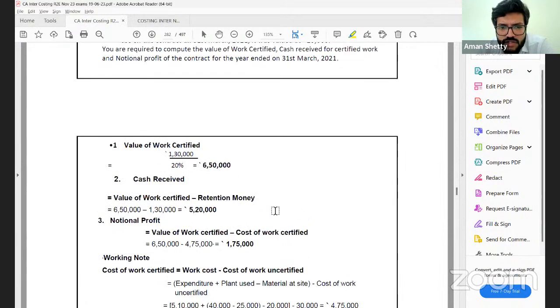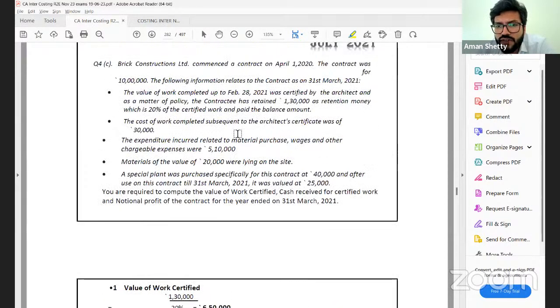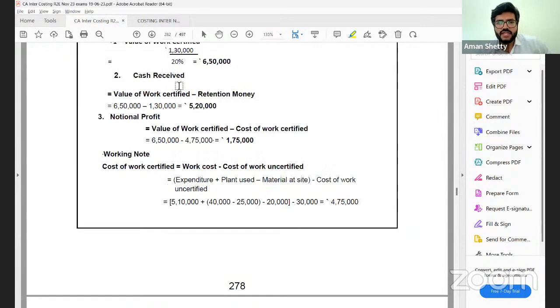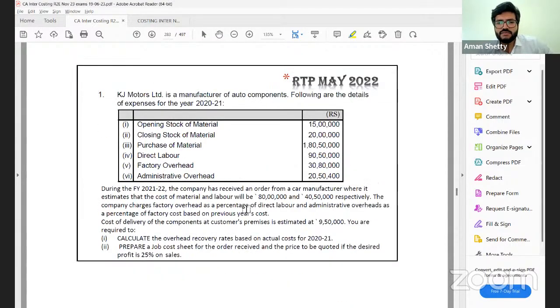So value of work certified. Remember, whatever is given here, the retention money is given to you. Yes or no? Divide it, and you will get the total work certified. Cash received is value of work certified minus retention money, and notional profit is simple. Okay, very simple equation based problem.